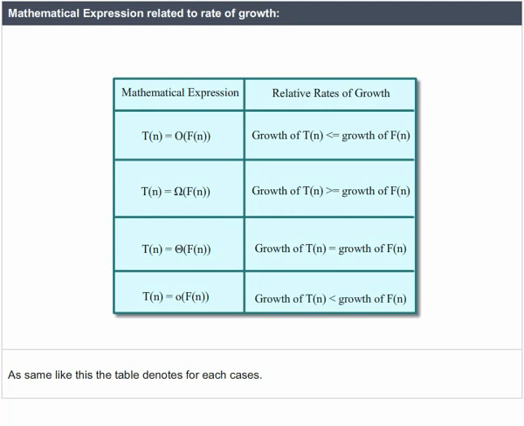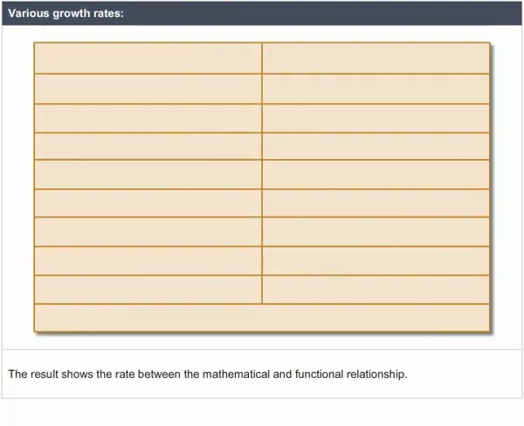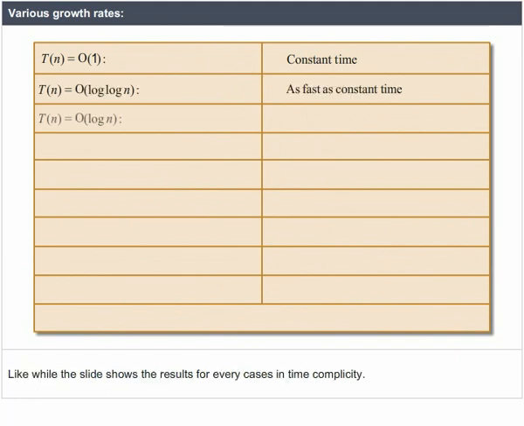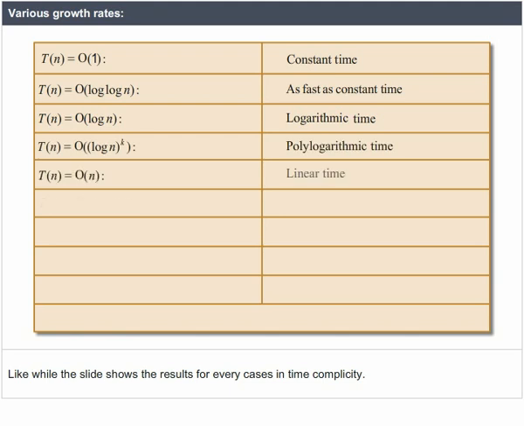Various growth rates. The result shows the relation between the mathematical and functional expressions. If T of n is equal to O of 1, then it is constant. The slide shows the results for every case in time complexity.